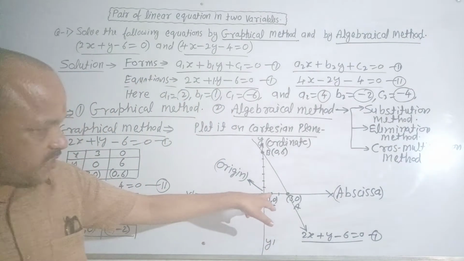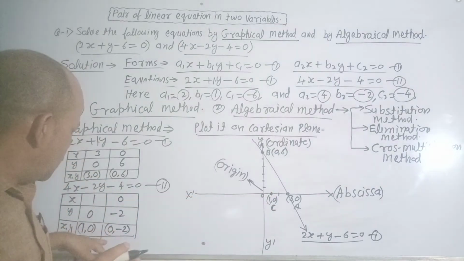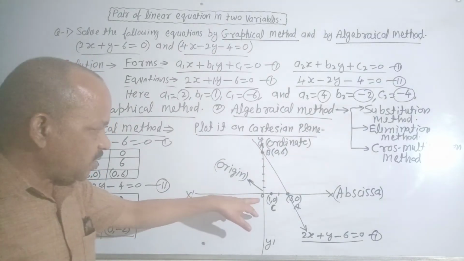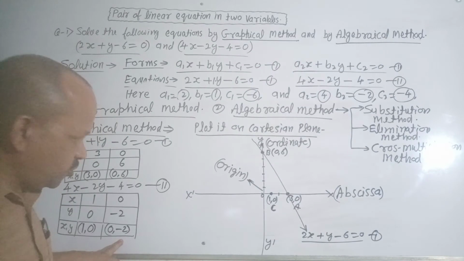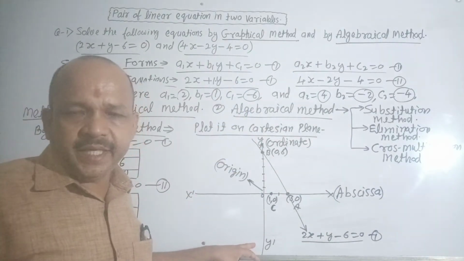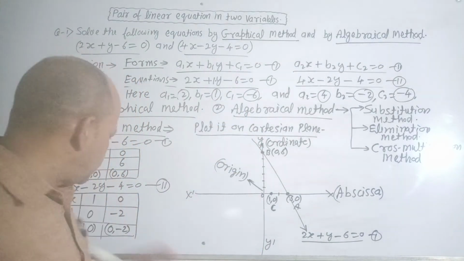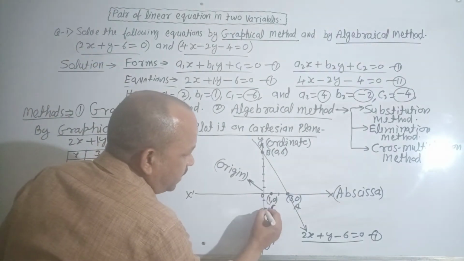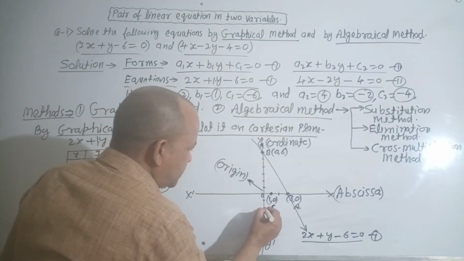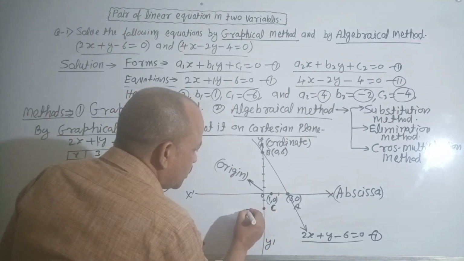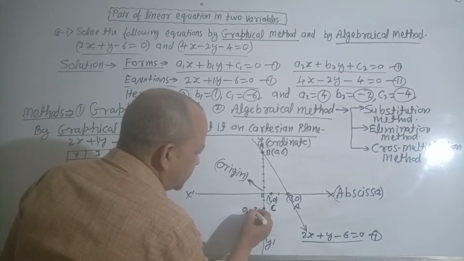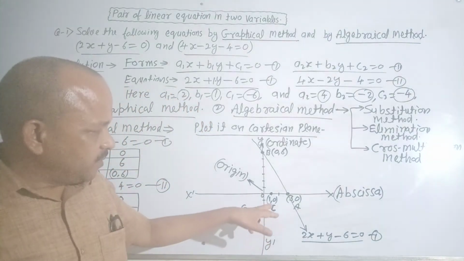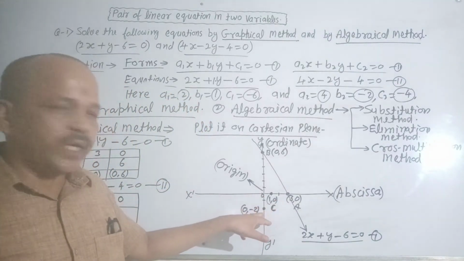You find point C. Now plot (0, -2). 0 at the origin, minus 2 on the ordinate in the negative direction, because here it is minus 2. Here 1, 2. It means (0, -2), point D, is here. You find point C and point D.